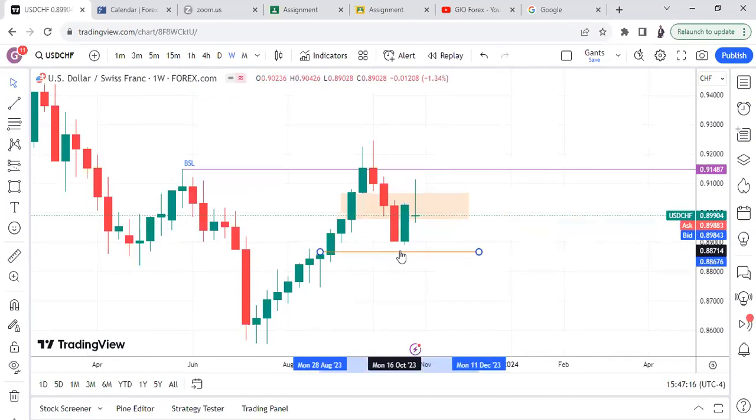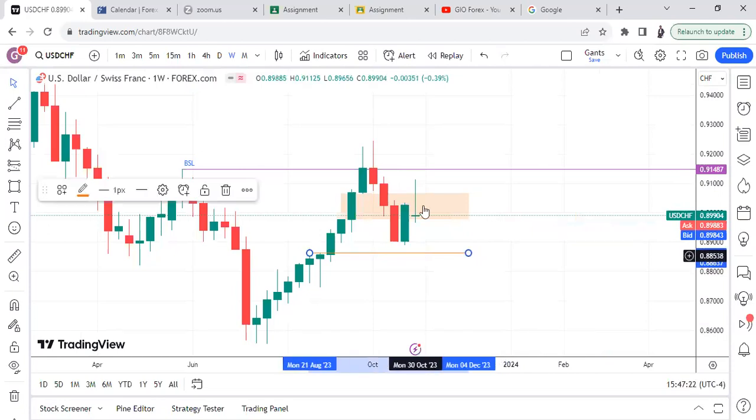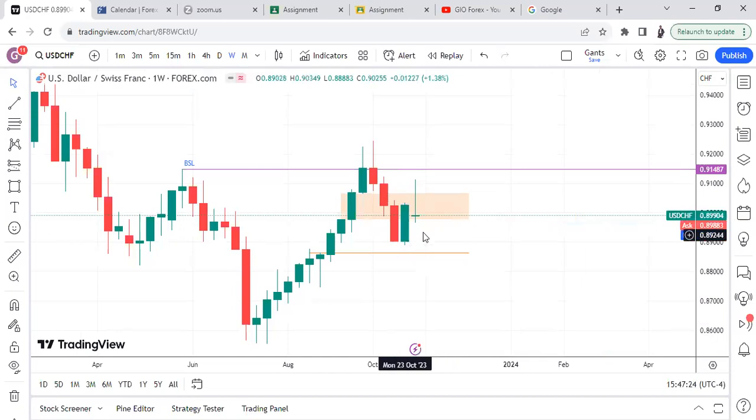Right here. No, not perfect. Good. So that's what I'm looking for: price to trade to this level, taking out liquidity. You can see equal lows here inside inefficiency, so that will be our drawn liquidity for the week. That's what I'm looking for.